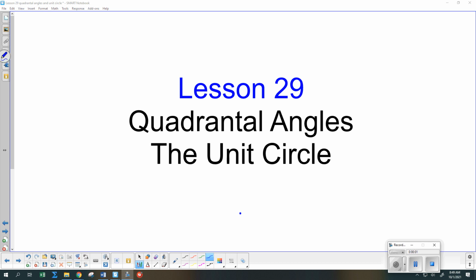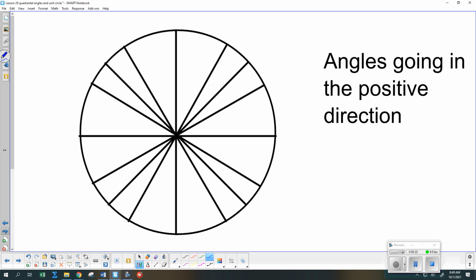So in lesson 29, we are going to begin something that we call the unit circle. And we are also going to be talking about certain angles that are quadrantal angles. And I'll give you those definitions on that. To begin with, let's start with something that we already know.